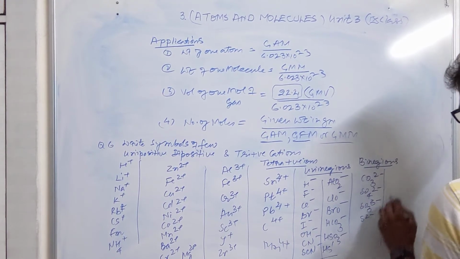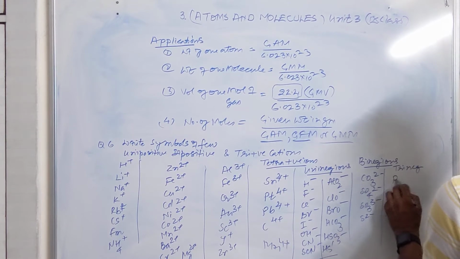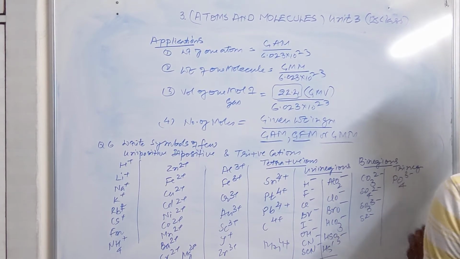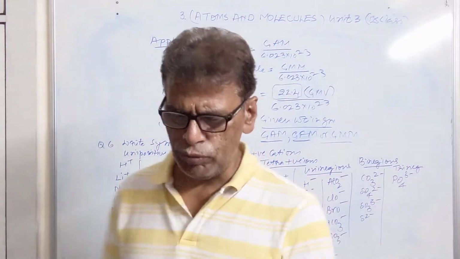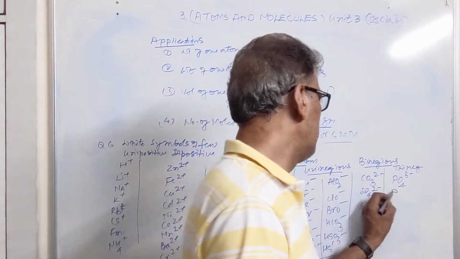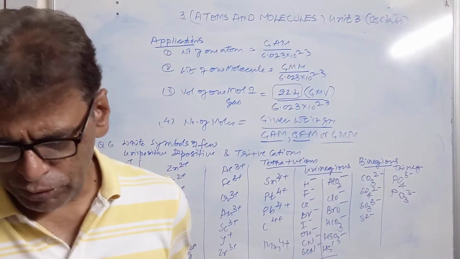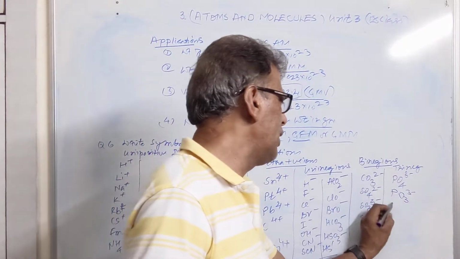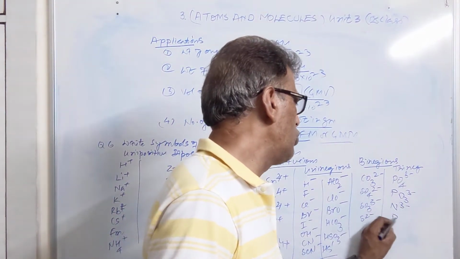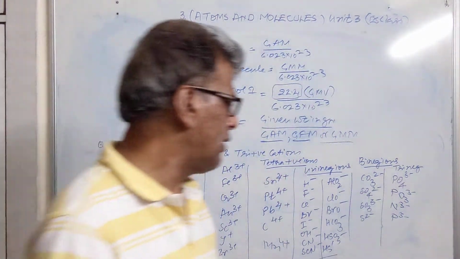Then we have the next, tri-negative ions, PO4 3 negative. It is having tri-negative charge. Phosphate ion, phosphite ion is also having 3 negative charge. PO4, PO3 3 negative, PO4 3 negative. Nitride ion is having 3 negative charge. Phosphide ion having 3 negative charge. AsO3 3 negative.